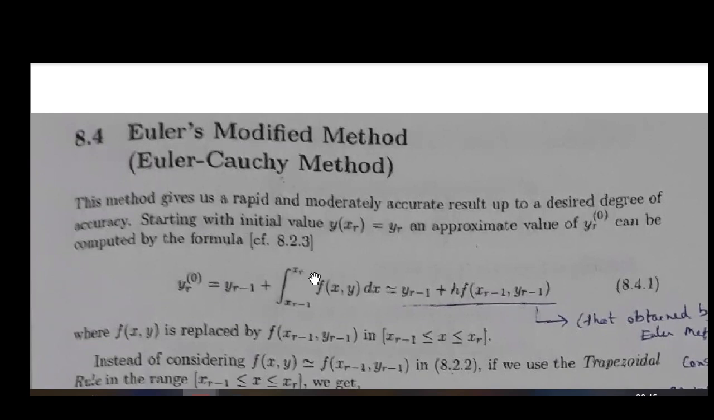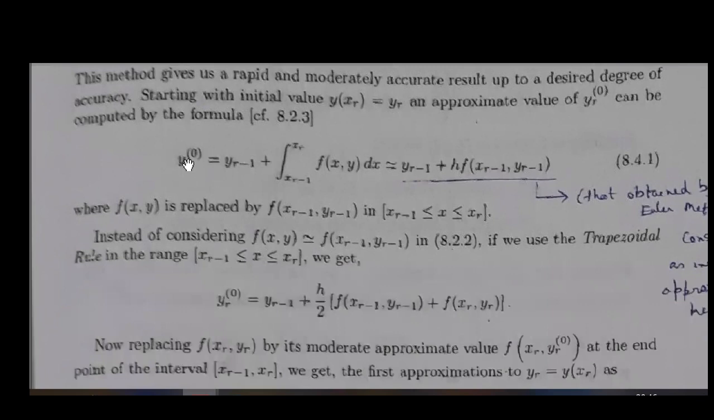If we follow Euler's method straightforward as in the previous one, this will come. We mark it as the first level of iteration, yr(0). The 0 inside the bracket indicates the initial level of approximation of the value yr, which means y at the point xr. From numerical integration, we know we can also use the trapezoidal rule. A function can be approximated via this also.